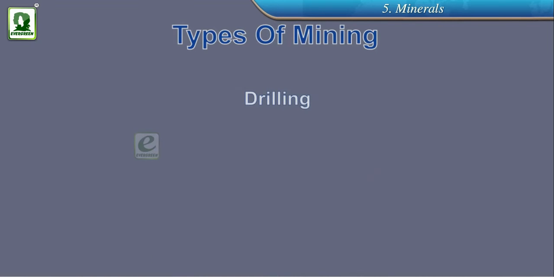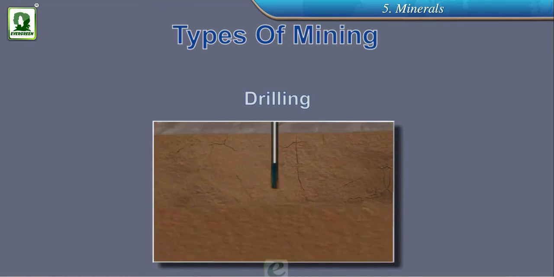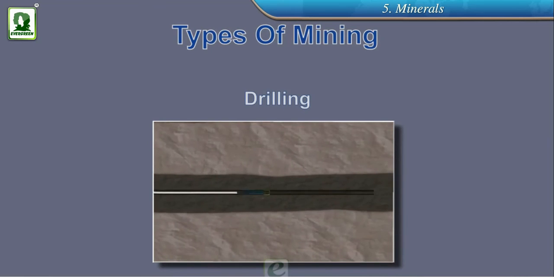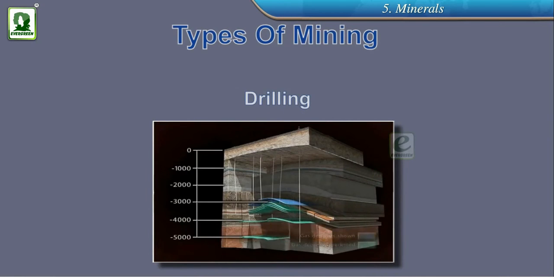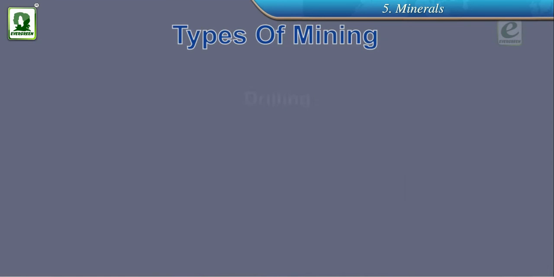Drilling. It is a process under which deep wells are bored to take the minerals out. Petroleum and natural gas occur far below the Earth's surface.